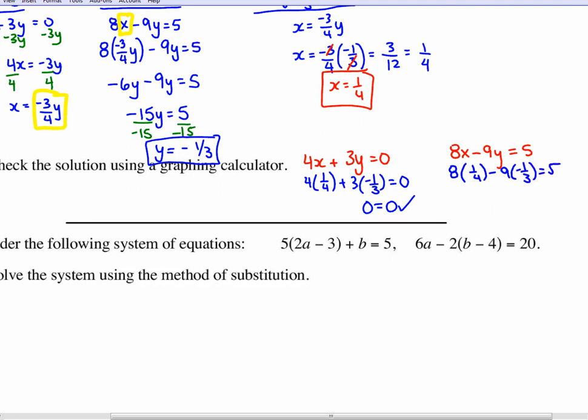Okay, let's do this in our head. What's 8 times a quarter? 8 over 4, which is 2. Two negatives will make a plus, 9 times 1/3 is 3. Guess what that equals? 5. Okay, so you're going to get a mark for your check. You don't show your check, you lose a mark. Easy mark.